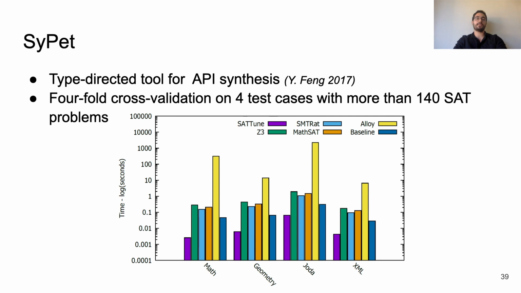The next benchmark is Sciper. Sciper is a type-directed tool for API synthesis. It uses integer variables for each function signature. We use 4-fold cross-validation over 4 test cases. Again, we are reporting the same figure for Sciper, and as you can see, Satune was faster than the baseline in all the test cases.